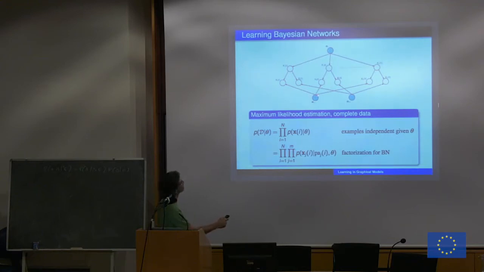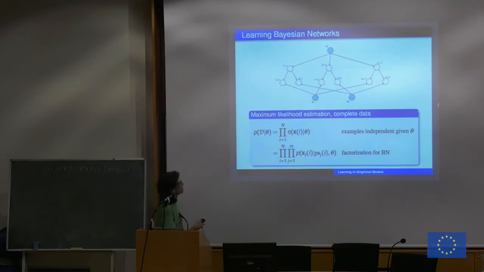Same holds here. Given that the parameters are always connected to the variables in this way, if they are assumed to be given, there is no information flow. So this implies that all the examples are independent of each other given the parameters. And so you can compute the probability of the data set given the parameters as the product of the probability of the examples given the parameters. This is what's called the IID assumption, independent identically distributed assumption.